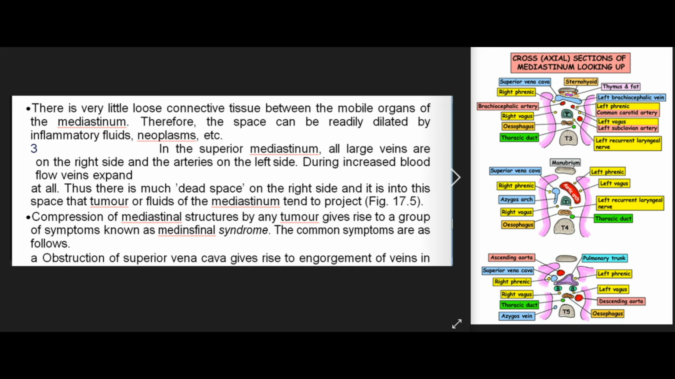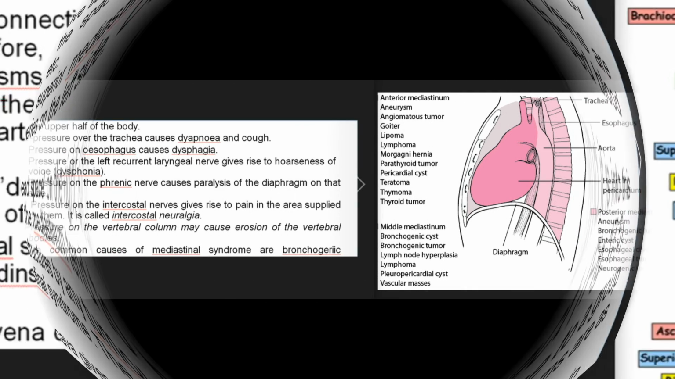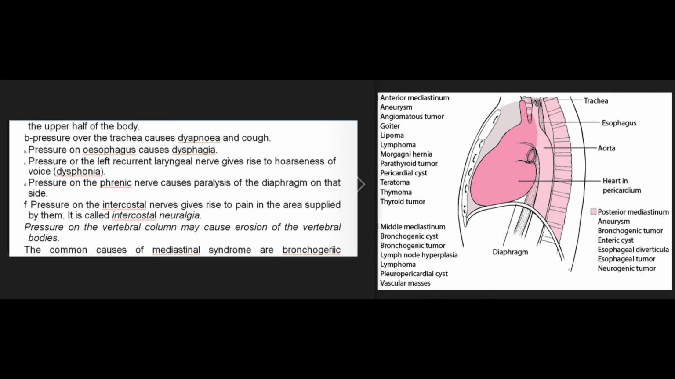Compression of mediastinal structures by any tumor gives rise to a group of symptoms known as mediastinal syndrome. The common symptoms are as follows. A. Obstruction of the superior vena cava gives rise to engorgement of veins in the upper half of the body. B. Pressure over the trachea causes dyspnoea and cough. C. Pressure on the esophagus causes dysphagia. D. Pressure on the left recurrent laryngeal nerve gives rise to hoarseness of voice, dysphonia. E. Pressure on the phrenic nerve causes paralysis of the diaphragm on that side. F. Pressure on the intercostal nerves gives rise to pain in the area supplied by them. It is called intercostal neuralgia.